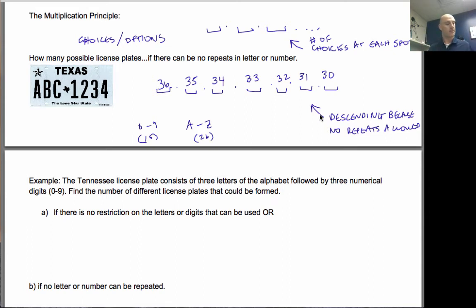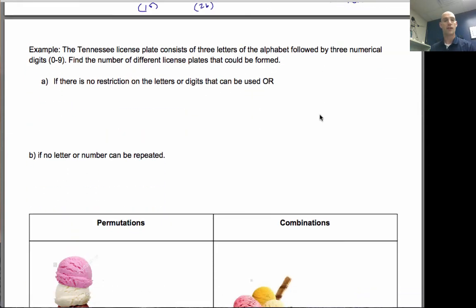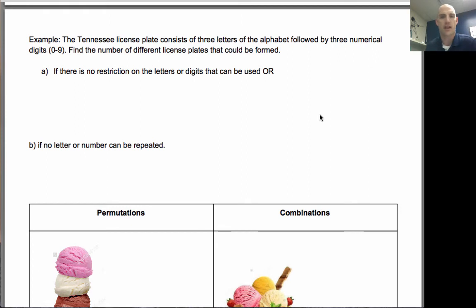All right, Tennessee. The Tennessee license plate consists of 3 letters of the alphabet followed by 3 numerical digits 0 through 9. Find the number of different license plates that could be formed. Common variation here. So if there is no restriction on the letters or the digits that can be used, okay, and then or goes with B. So let's think about this for a second.